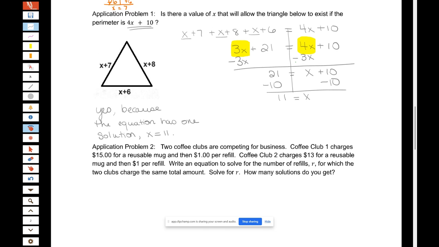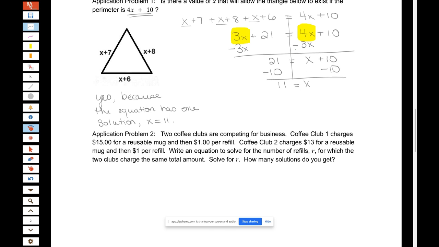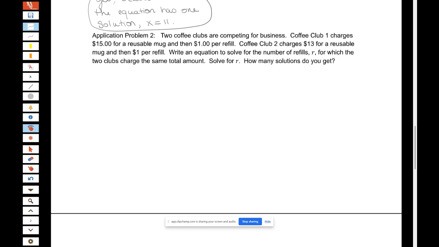Okay. Now you could even check by plugging your x back in to check your answer, or maybe I ask you what the sides of the triangle are and you do 11 plus 7, 11 plus 8, and you plug them back in. But all they asked is whether or not there was a solution. So we do have a yes.